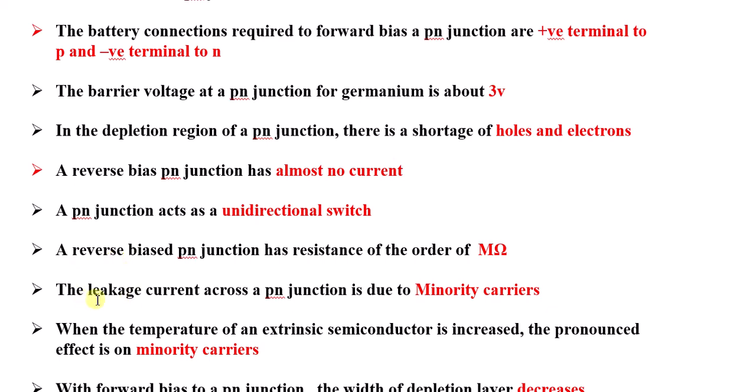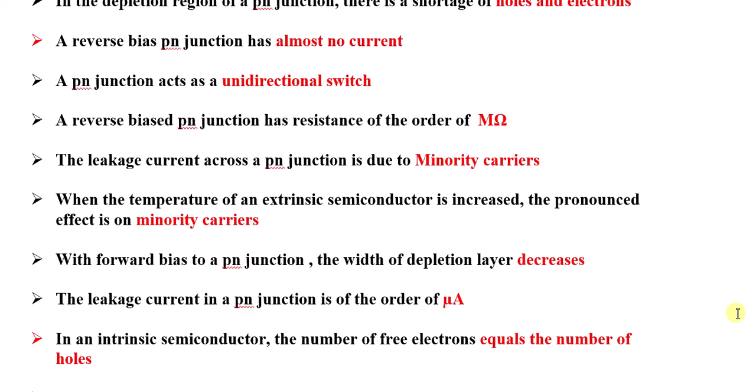So in this scenario, the leakage current across a PN junction diode is due to minority carriers. Minority carriers means a very small number of carriers, and this minority carrier leakage current will be there in a PN junction diode. So we can say the leakage current is due to minority carriers. This is an important point.